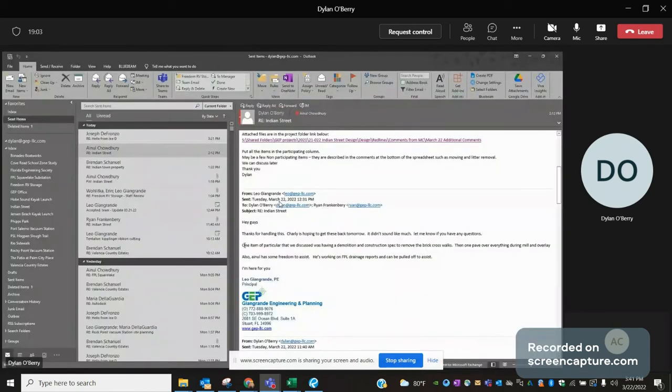Here, can you see the email? Yeah. See, we're having a demolition and construction spec to remove the brick crosswalks, then pave over everything. The quantities stay the same for the mill and overlay, but the demolition needs an additional note. We can add it there.